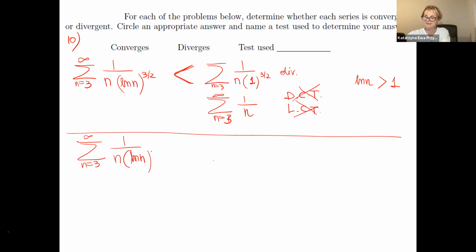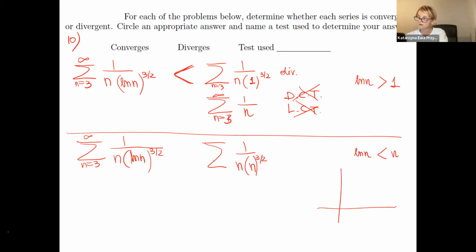I know somebody recommended the integral test and we can do it. We may also replace ln of n with n. Or maybe this will work, n to the power of 3/2. Because when we have natural log of n and n, n is greater, right? Because this is natural log of n, and n is just like x. That means n will be greater than natural log n. If n is greater, the denominator is greater. If the denominator is greater, the whole fraction is smaller.